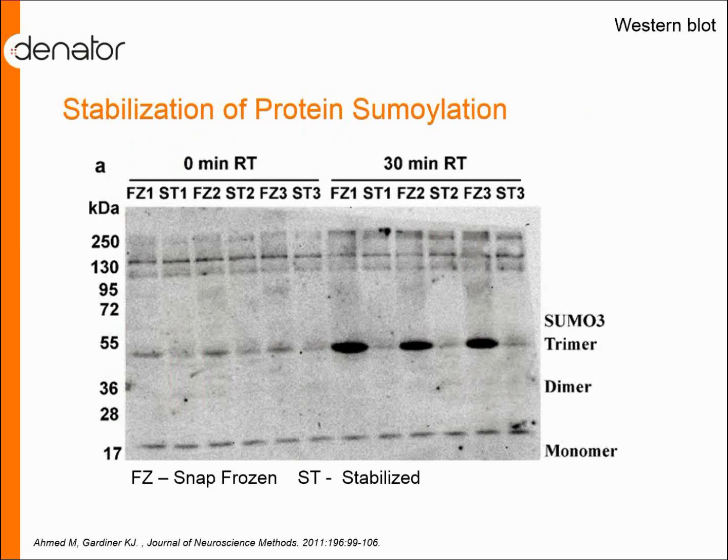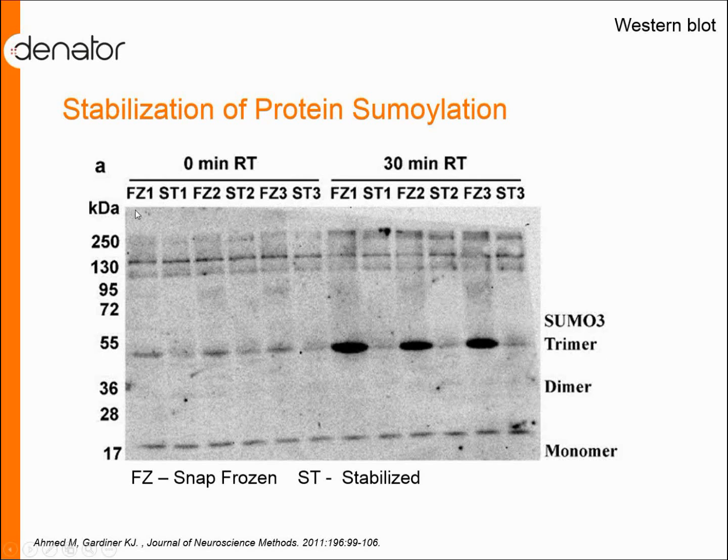The last example of protein modification, I want to highlight a different type, sumoylation. This is a small tag which is added to proteins, generally in the degradation pathways. Now, what we see here is a Western blot using an antibody against SUMO3, which is one of the versions of this SUMO protein, and we're looking specifically at the trimer here.